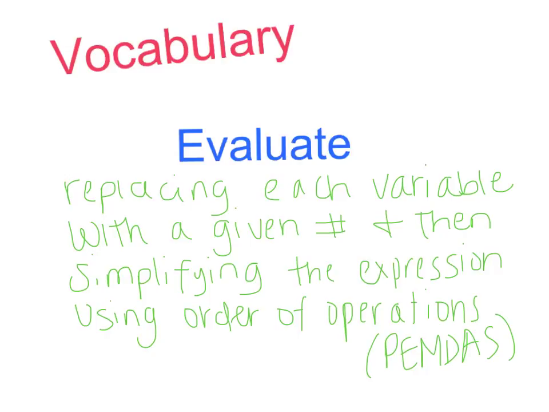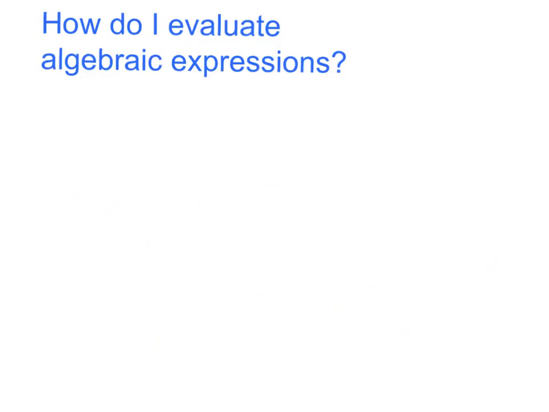Okay, so basically, when you get these problems, you will be given a number to put in for the variables, and then you just simplify it. So let's do some. Alright, how do you evaluate expressions? Well, I'm going to give you 2 examples to show you how this is done, and then you will get to do it by yourself. In all of these examples, I'm going to use x equals 5 and y equals 2. So those are the given numbers for the variables.